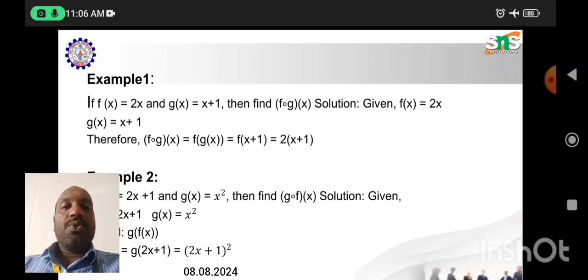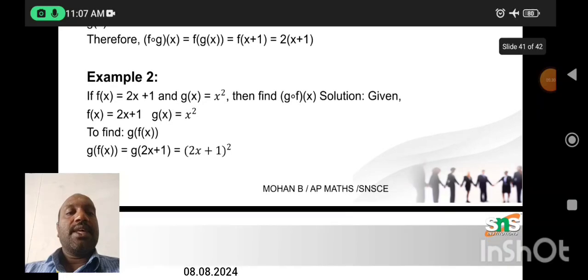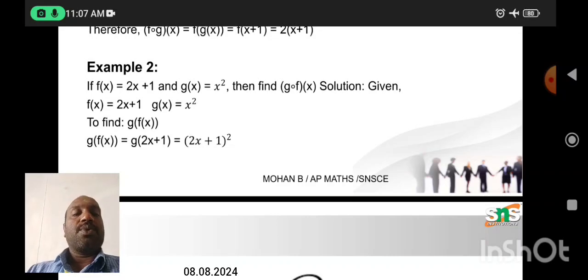Then example 2: f of x is equal to 2x plus 1 and g of x is equal to x square. See here the solution: f of x is 2x plus 1 and g of x is x square. Then g of f of x is g of 2x plus 1, which is (2x plus 1) the whole square.